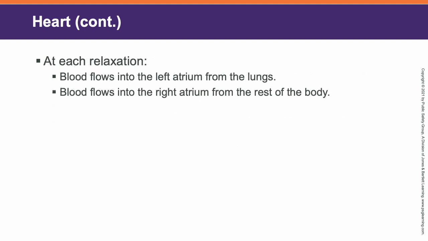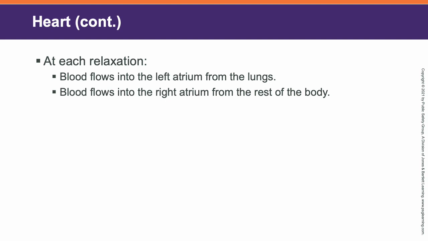So during the relaxation phase, that's when your atria receive blood. That's when those chambers start to fill. Okay. Your right atrium is receiving blood from the body. Your left atrium is receiving blood from the lungs. Okay.